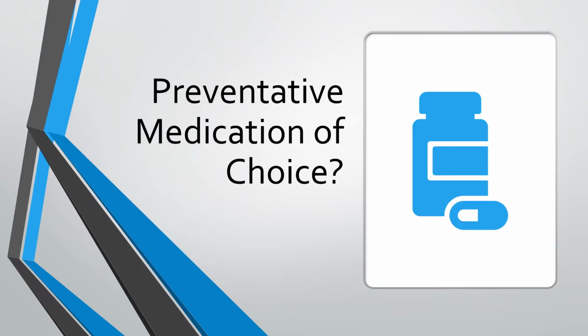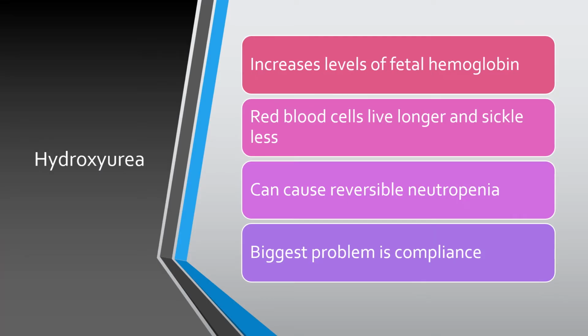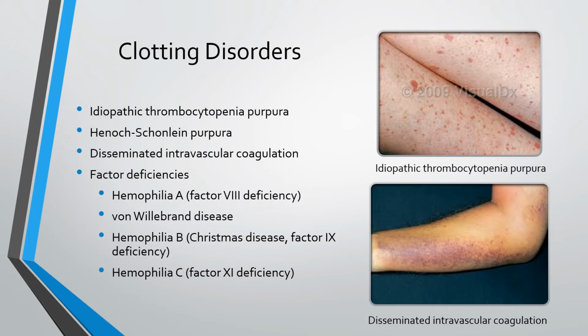The medication of choice for our sickle cell patients is hydroxyurea. It increases the level of fetal hemoglobin. Red blood cells live longer and sickle less. It can cause reversible neutropenia, but the biggest problem is compliance with our patients. This is a medication they're going to have to take every single day, sometimes a couple of times a day, depending on the age of the patient.